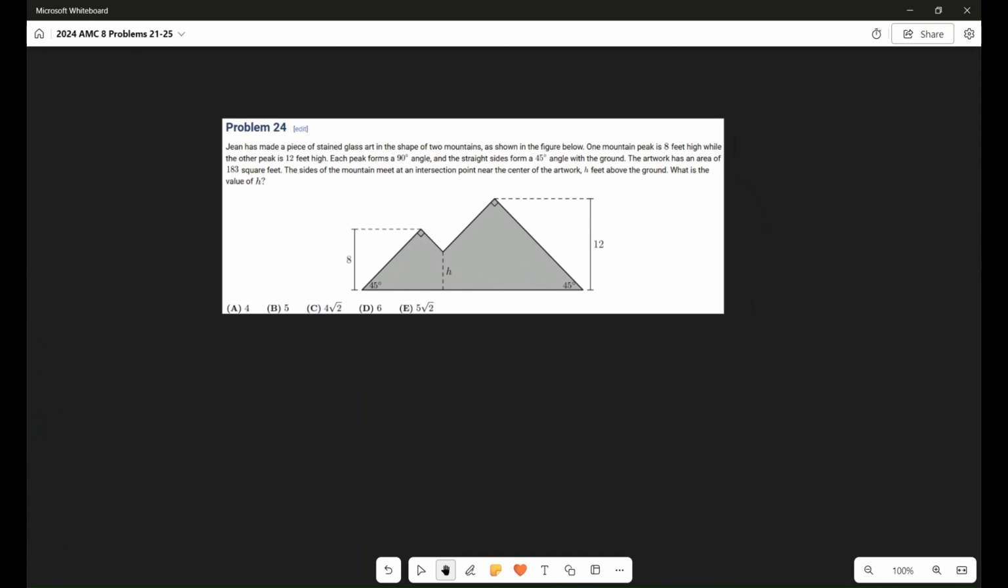The sides of the mountain meet at an intersection point near the center of the artwork, h feet above the ground. What is the value of h?